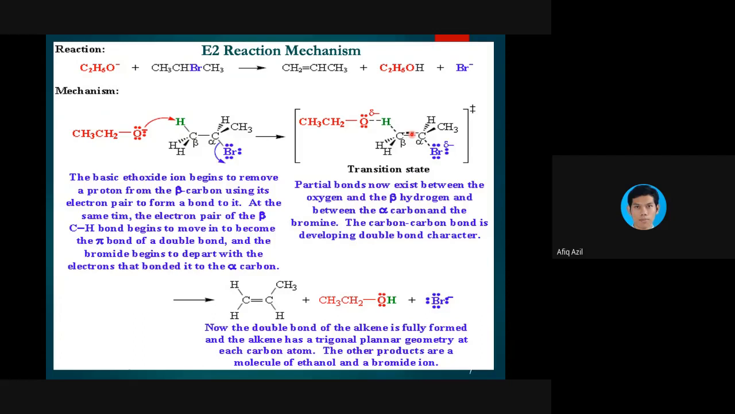If you compare the elimination and substitution mechanisms, the difference is basically where your nucleophile or the base does the attack. In a substitution reaction, the nucleophile or base will attack directly at the alpha carbon, the carbon that is bonded to the halogen. It may come from the back, hence backside attack. But in an elimination reaction, it will form a bond with the hydrogen and take one of the hydrogens away. That is one of the main differences between an elimination mechanism and a substitution mechanism, particularly for E2.